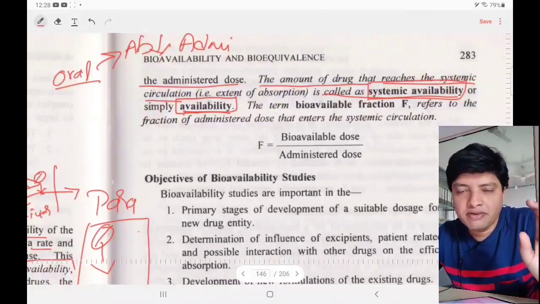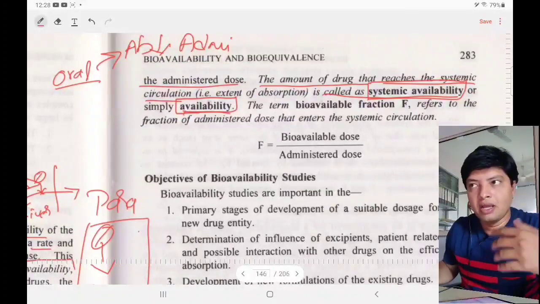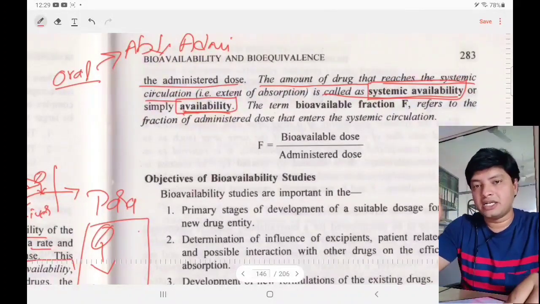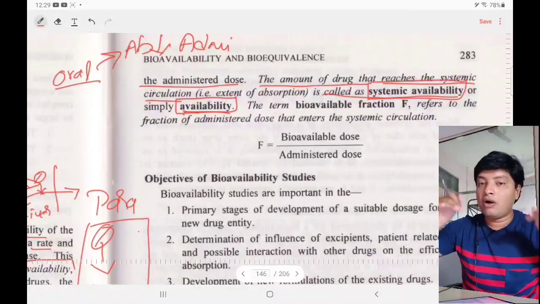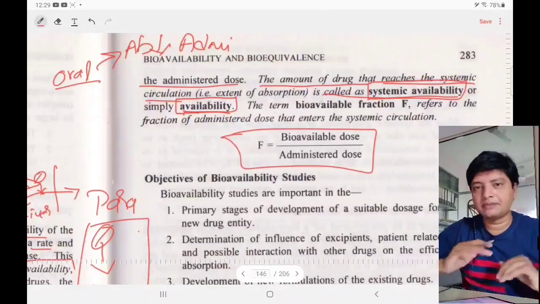There is a other term. There is confusion among students about bioavailability and bioavailable fraction. If I say bioavailability, remember that bioavailability is the rate and extent. If we say bioavailable fraction, then you have to write this equation.